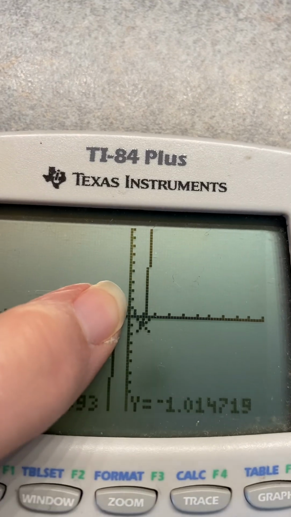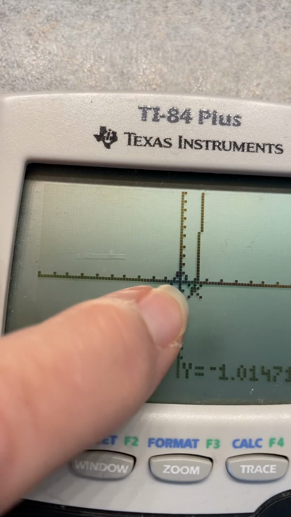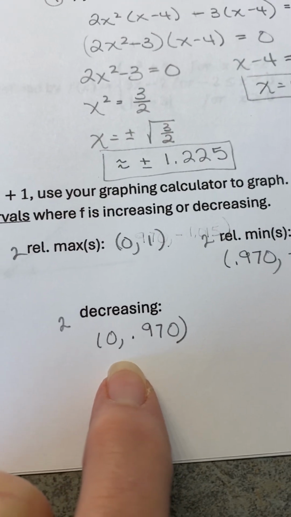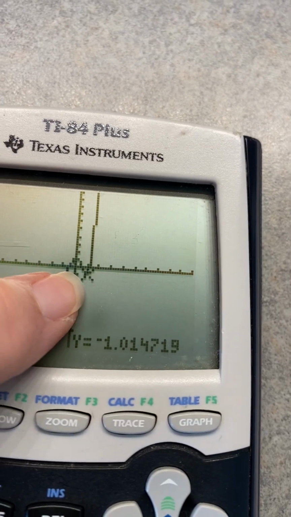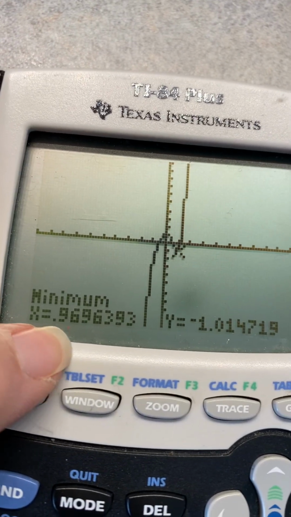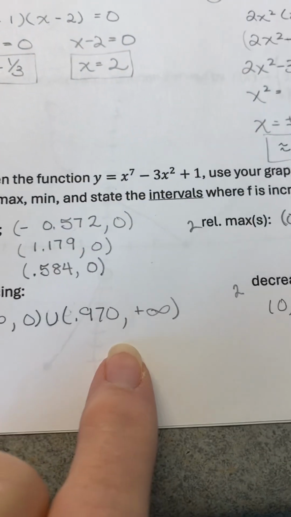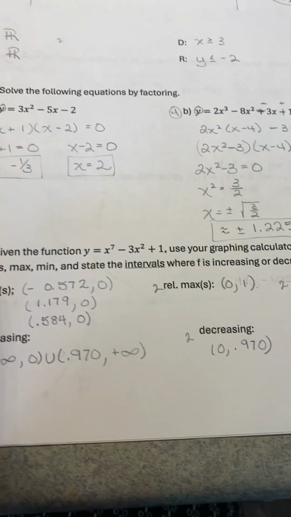And then from x equals 0 to whatever this x value is right here, it's decreasing. So from 0 to 0.970, the function is decreasing. This is the part of the x-axis where our function is decreasing. And then it takes off again and it increases. So from 0.970 to positive infinity, our function is increasing. So these are the correct answers for number 7.